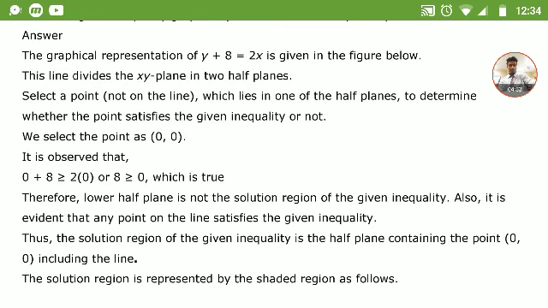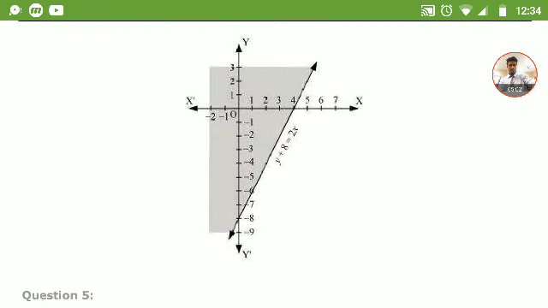If it's equal to graph, then it's a solid line. If it's only less than or greater than graph, then it's a dotted line. That's for question number 4.